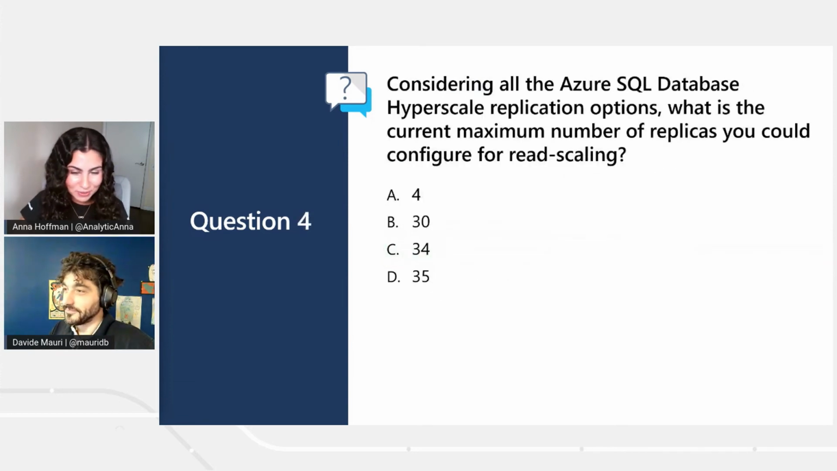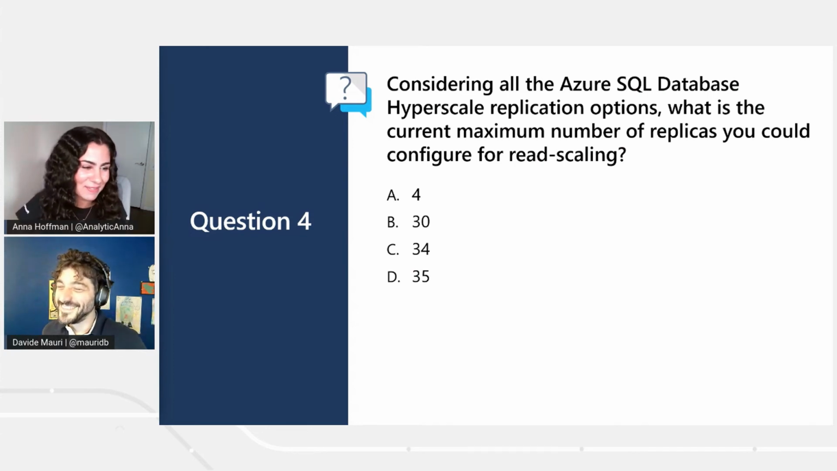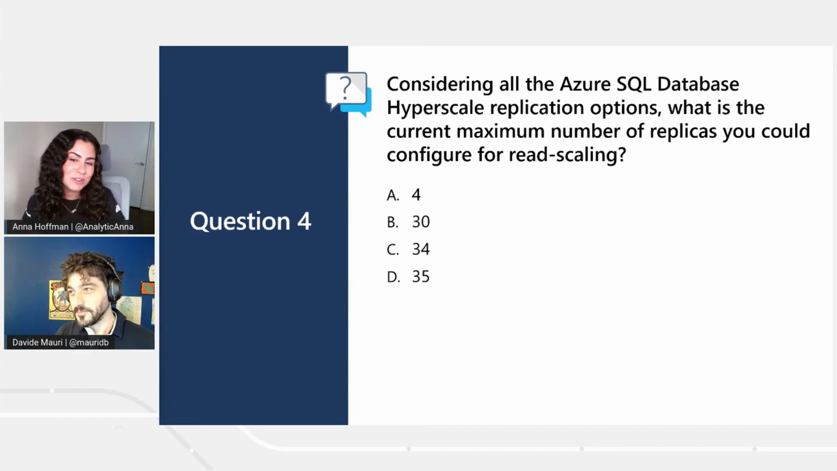Cool. We're going to go on to the next question. This is one that Davide and I actually went back and forth on what the answer should be. Yeah. So this is one interesting, you have seen before. So we're going to go ahead and put that one up. So this one says, consider all the Azure SQL Database Hyperscale replication options. What is the current maximum number of replicas you could configure for read scaling?